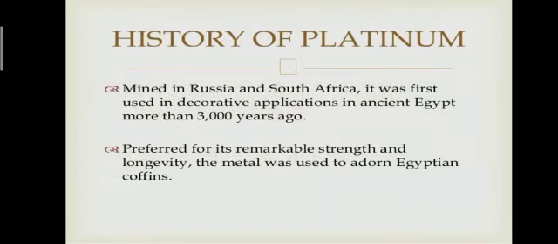History of platinum. Mined in Russia and South Africa, it was first used in decorative applications in ancient Egypt more than 3000 years ago. Preferred for its remarkable strength and longevity, the metal was used to adorn Egyptian coffins. They are used in many chemical reactions in chemistry as a catalyst. It is the most expensive metal, so as an alternative to platinum we use nickel.